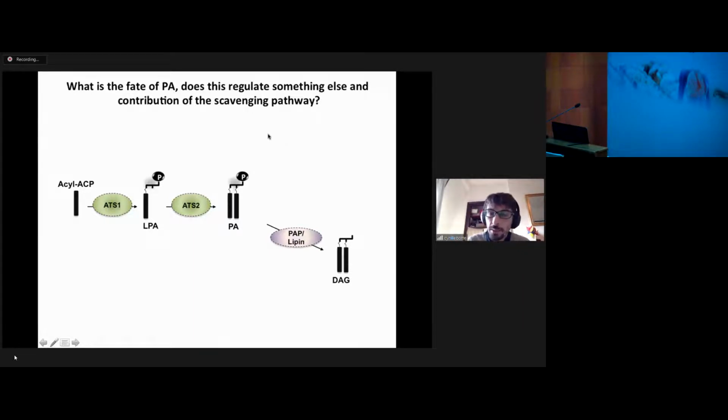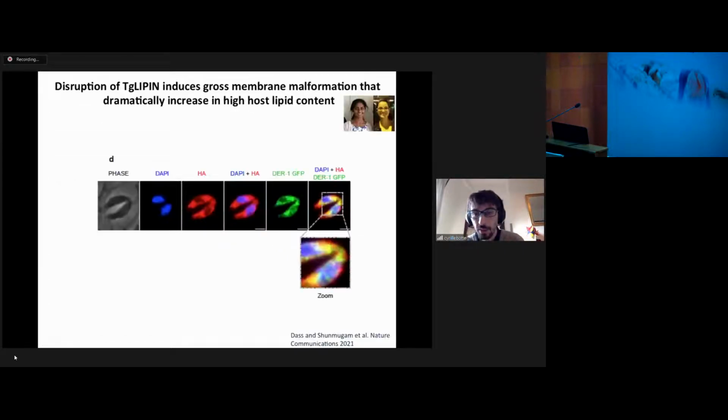So we looked at the enzymes that were capable of utilizing phosphatidic acid to form diacylglycerol, because diacylglycerol is another central precursor for phospholipid synthesis as well as for storage. And the parasite possesses several phosphatidic acid phosphatases, PAP, and one subfamily that's called the lipin, a single one in each Toxoplasma and Plasmodium falciparum. So we decided to look at this.